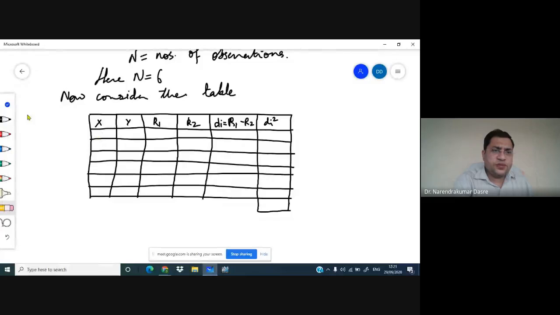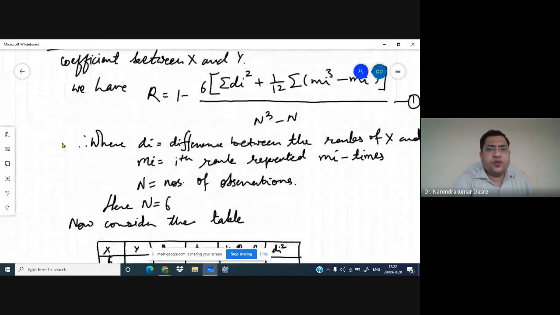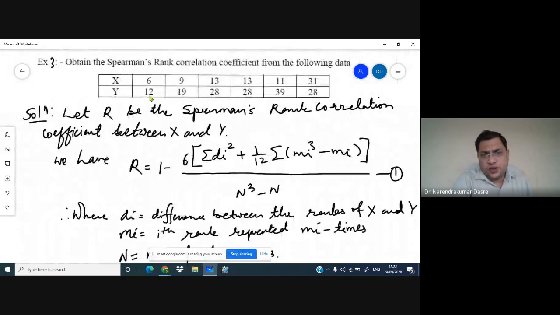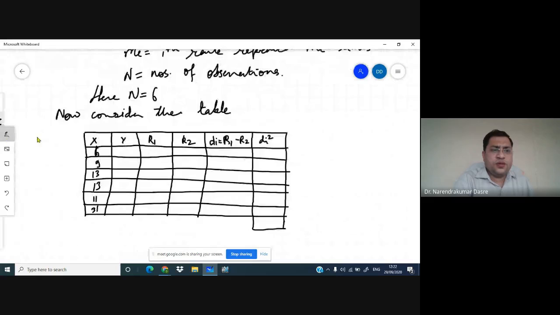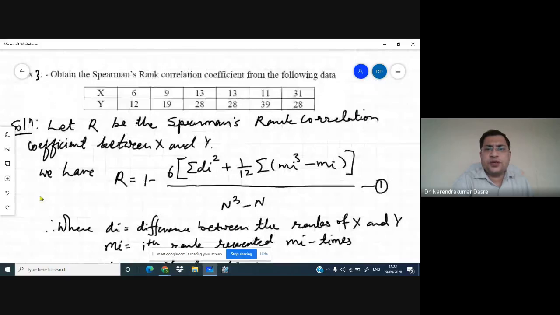Okay. Now see what are the Y observations. They are 12, 19, 28, 28, 28, and 39. Okay, so that's what we have. Now see, if I rearrange these terms, so what is R1?